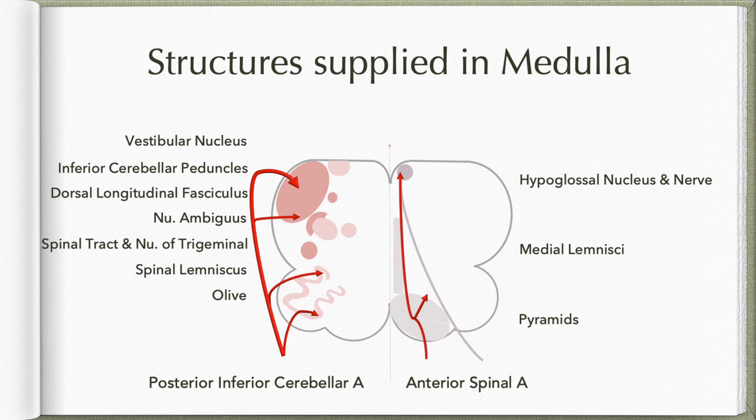So if the posterior inferior cerebellar artery is blocked for any reason, then all these structures will be affected on the same side, resulting in a symptom complex known as lateral medullary syndrome. Both medial medullary and lateral medullary syndromes will be studied in a separate video.